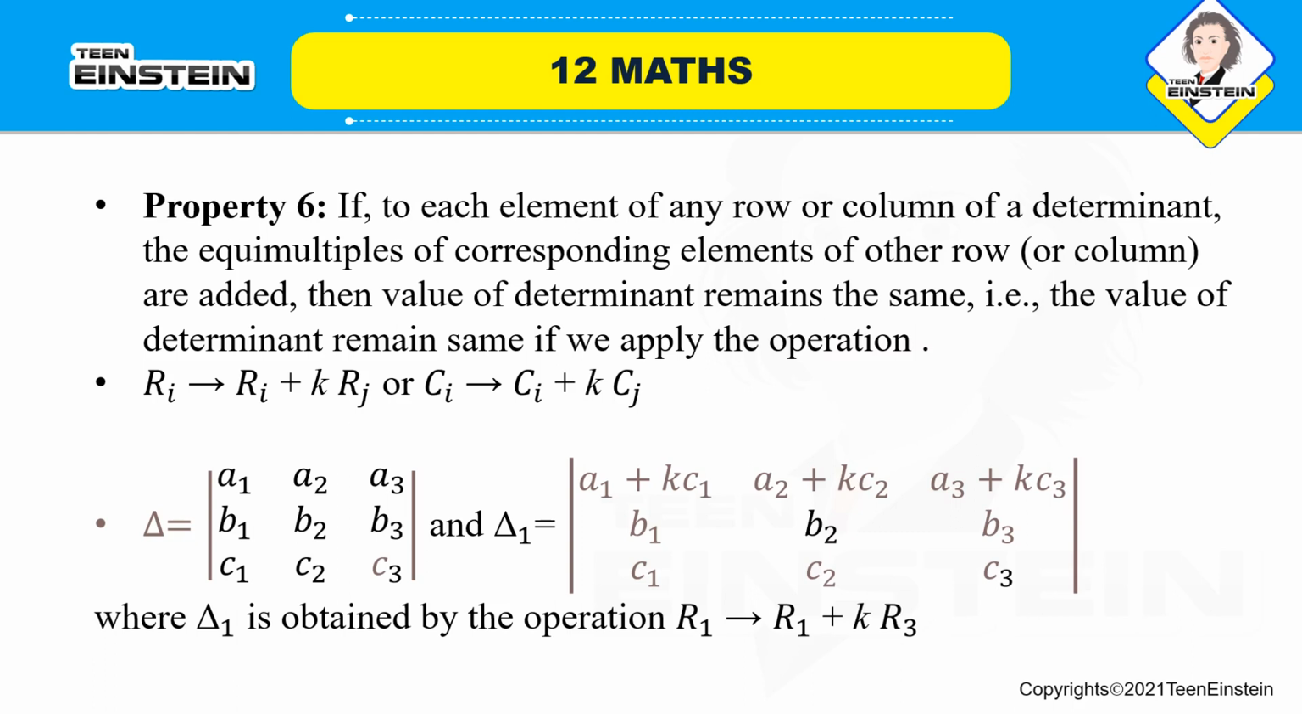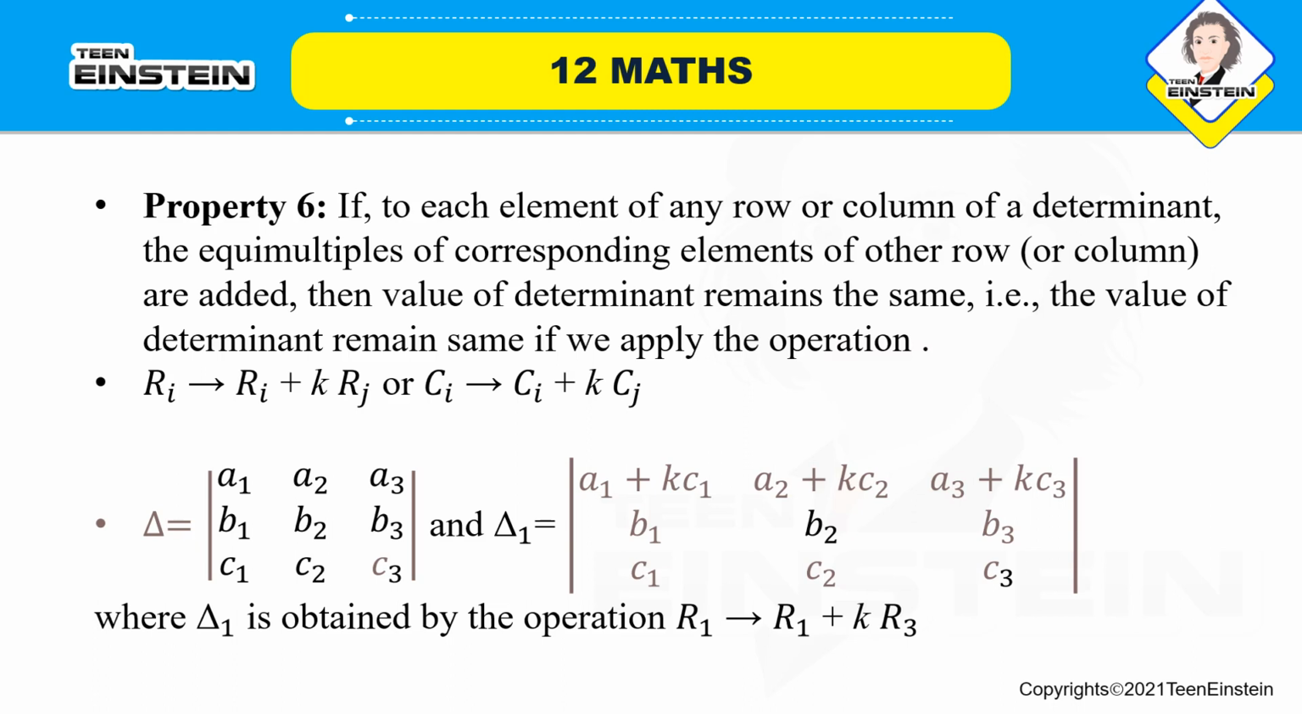So how will you write that? Ci goes to Ci plus k into Cj. That is property number 6. So if you are multiplying any row, here Rj, by a non-zero value k and adding it to Ri, the value of the determinant remains the same, and the operation is expressed as Ri goes to Ri plus k into Rj. If it is a column operation, then Ci goes to Ci plus k into Cj.